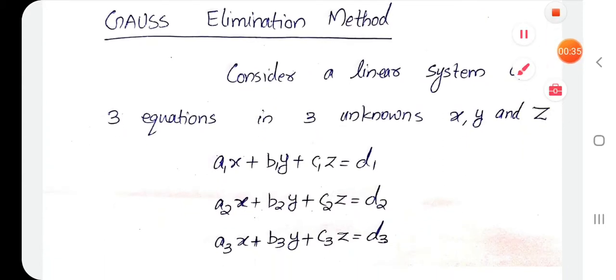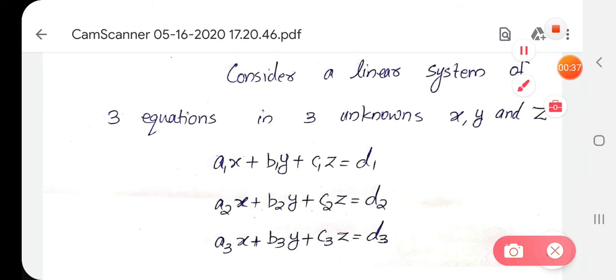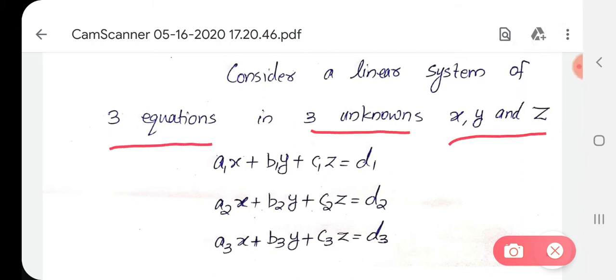Here, consider a linear system of three equations in three unknowns x, y, and z. a1x plus b1y plus c1z is equal to d1. a2x plus b2y plus c2z is equal to d2. a3x plus b3y plus c3z is equal to d3.